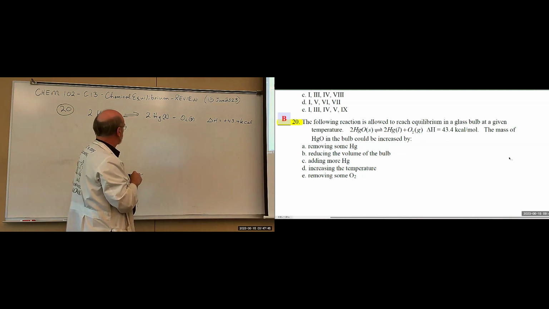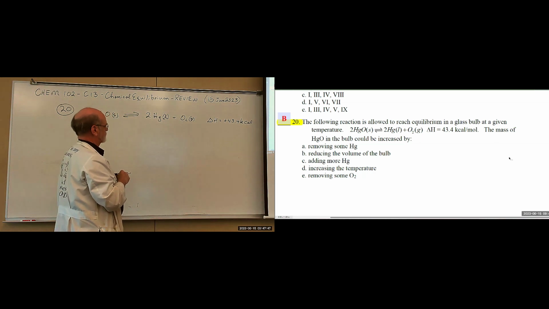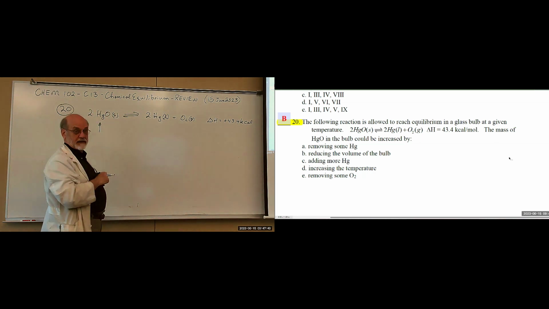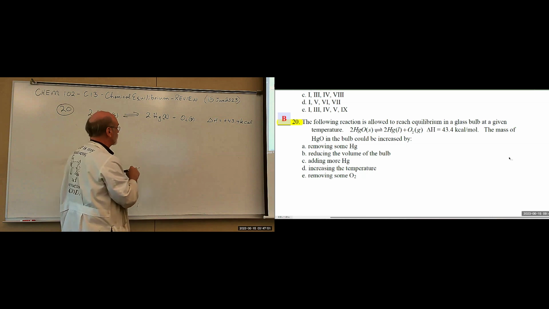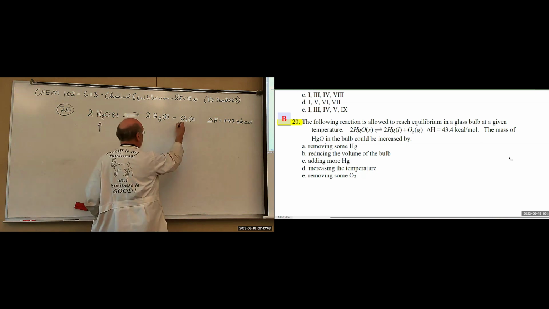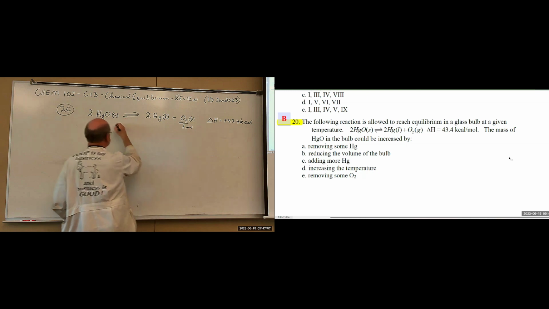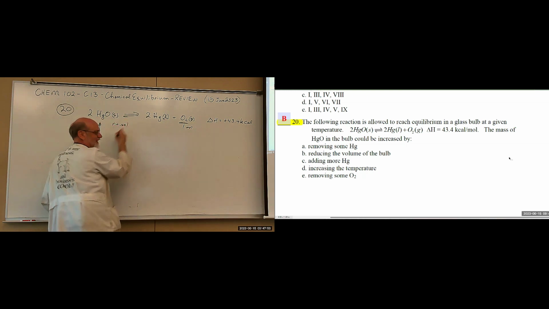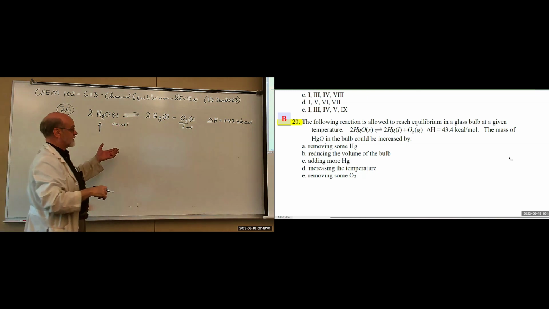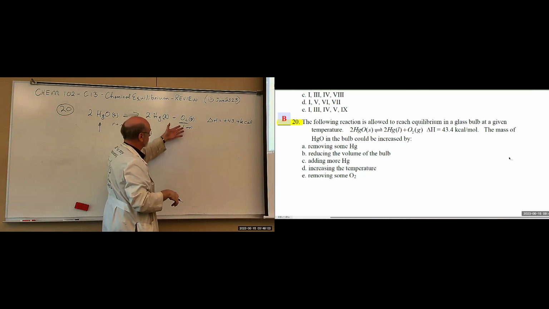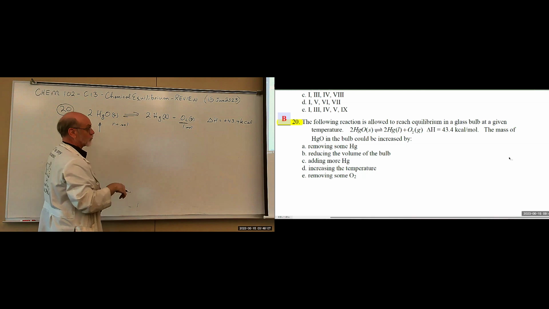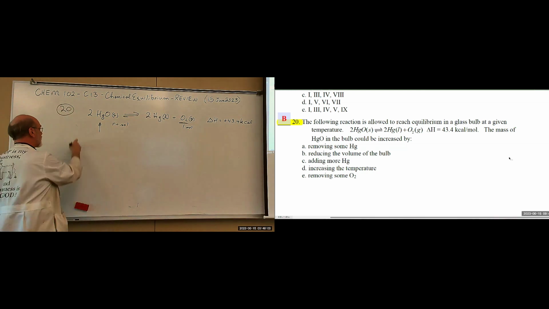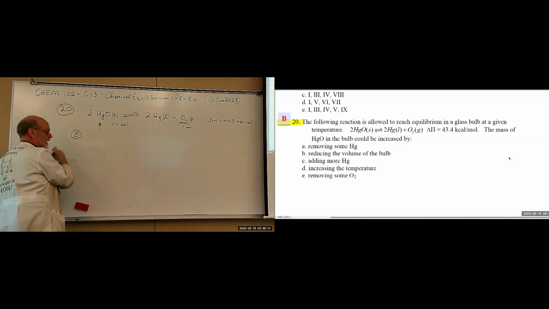Reduce the volume of the bulb. Okay, increase the pressure, reduce the volume of the bulb. You've only got one gas in here. So it's 1 mole versus no moles. So it's obvious. If you increase the pressure by decreasing the volume, you're going to drive it back over here. So that would work, B, reduce the volume of the bulb. B would work.